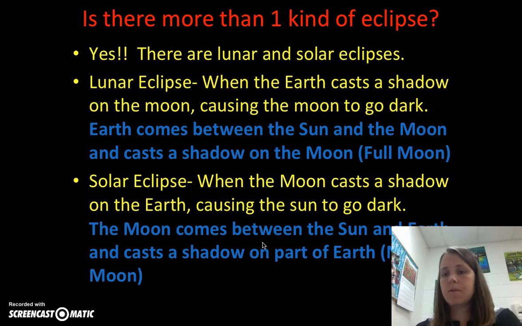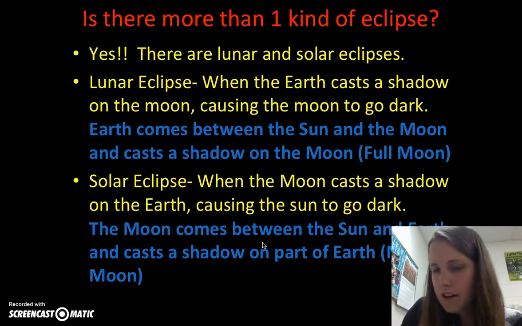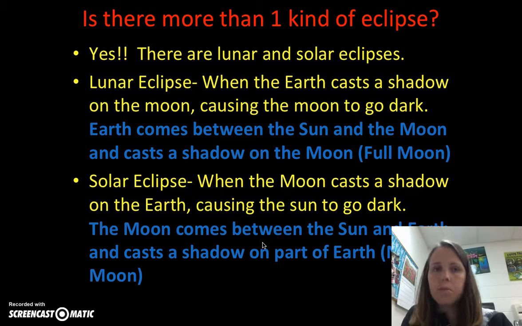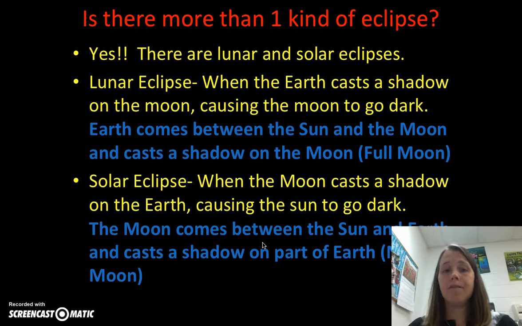Is there more than one type of eclipse? Absolutely there is. They are both solar and lunar eclipses. A lunar eclipse is when the Earth casts a shadow on the moon, causing the moon to go dark. So the order of things would be sun, Earth, moon, because the Earth comes between the sun and the moon and casts a shadow. It would have to be a full moon, because obviously you'd need to be able to see the moon to know that there is a shadow being cast over it.